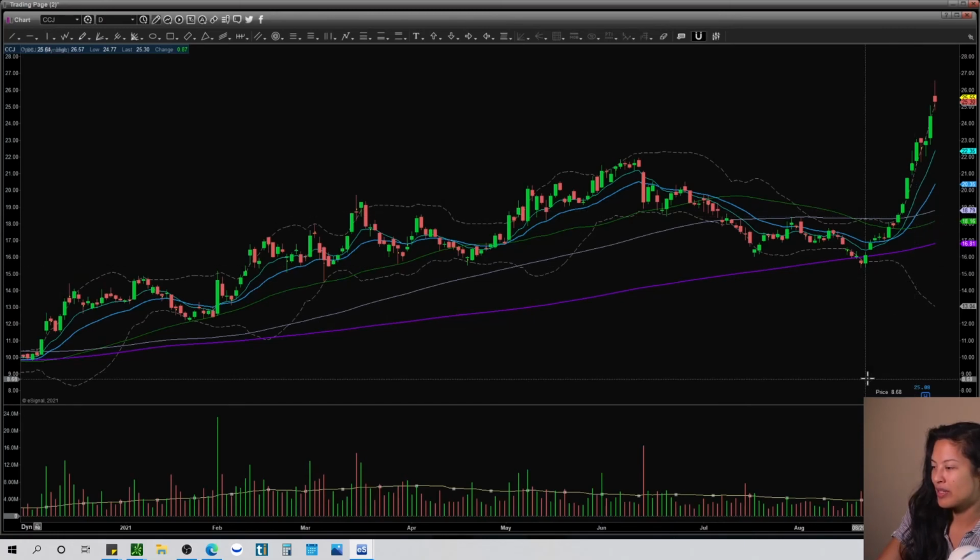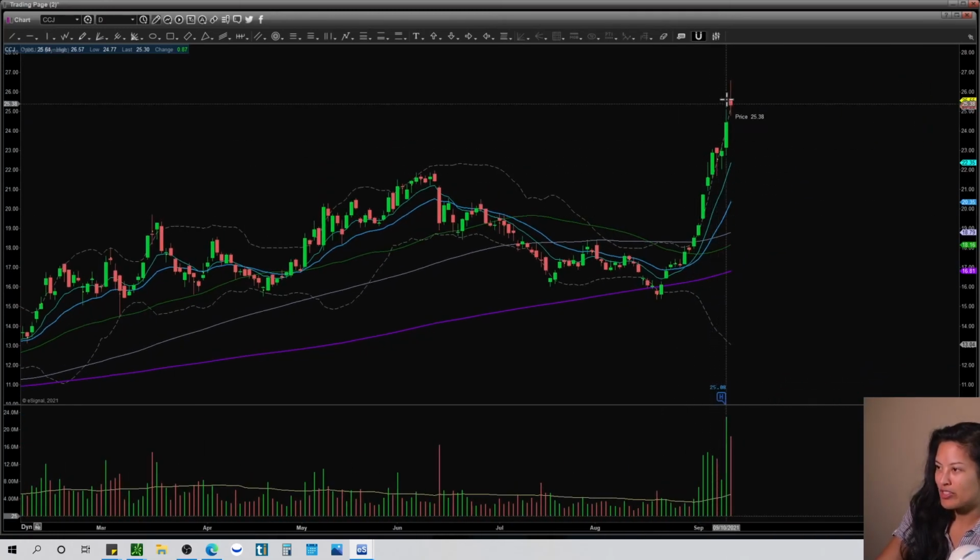I like to put on the Bollinger Bands because I like to see how stretched out the stock is from its average. Bollinger Bands are basically 2 standard deviations above or below, but you can also change those settings based off of what you like. I think 2 standard deviations above and below the average is the typical way it's used. And then I have the 200 simple moving average here, the 9, the 20, the 100, and the 50.